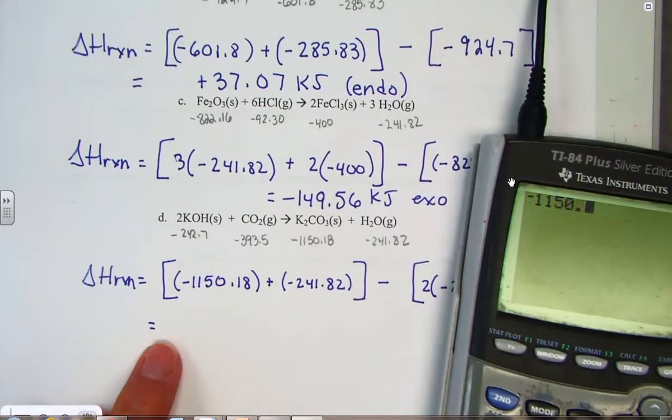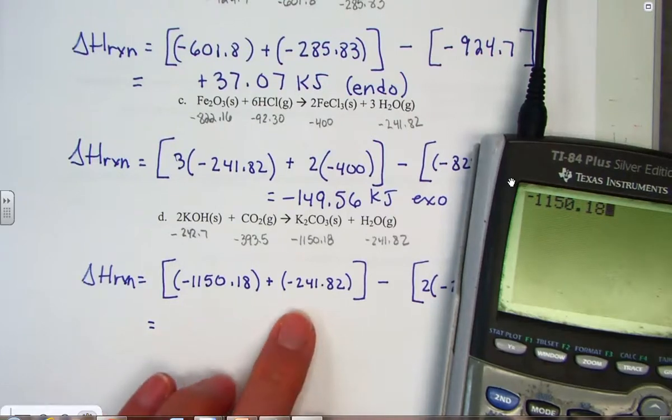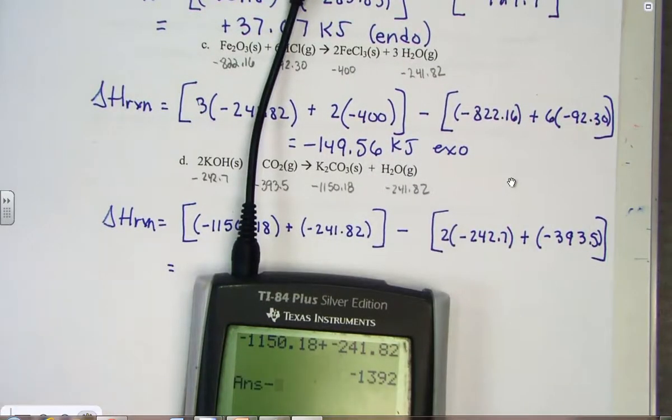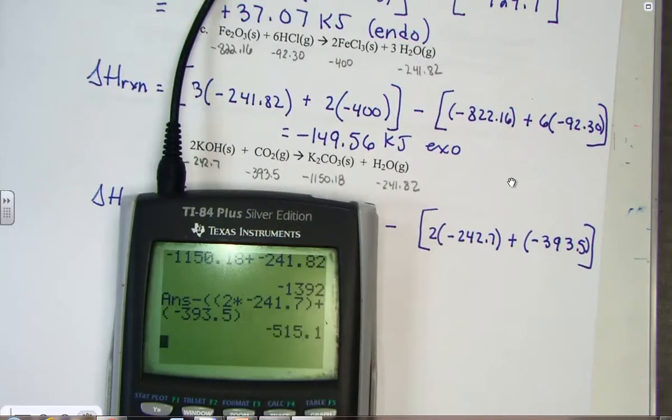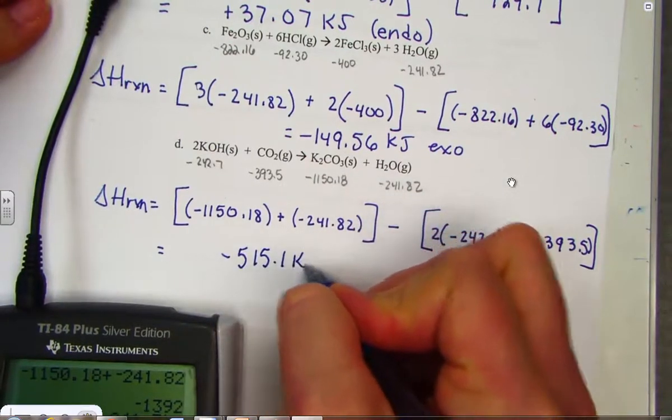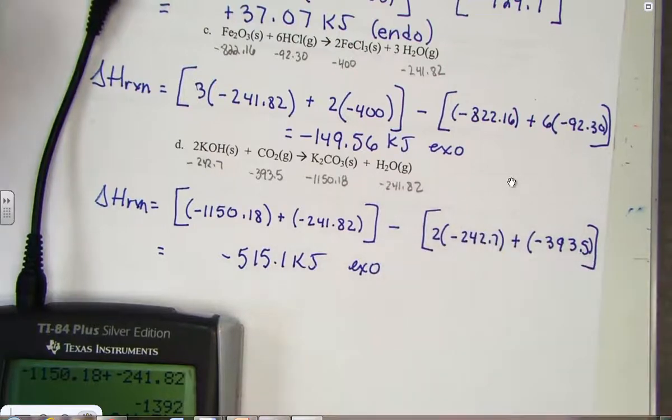Stay with me, make sure we get a common answer. Negative 1150.18 plus negative 241.82 is the sum of my products. Then I'll just hit minus, and I'll use double parentheses here. 2 times negative 424.7 plus negative 393.5. And when I hit enter, did you get the same thing I did? Negative 515.1 kilojoules. An exothermic process, heat releasing.